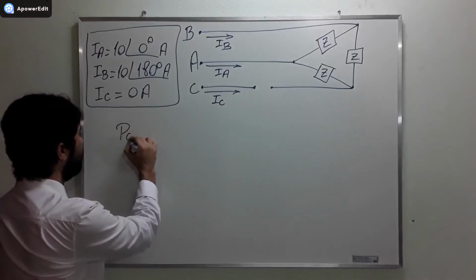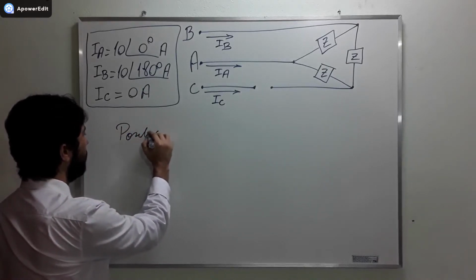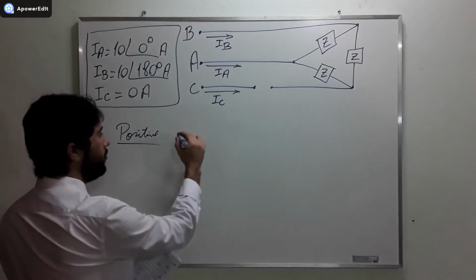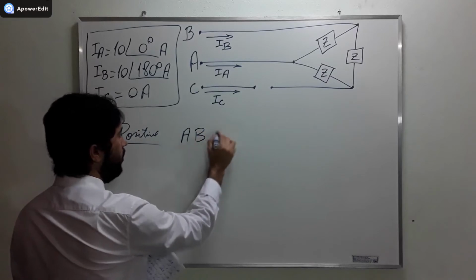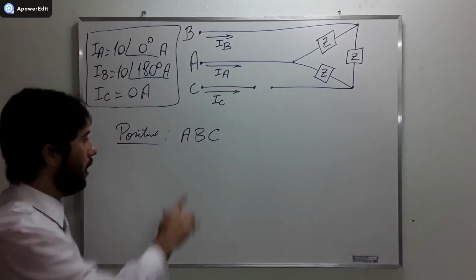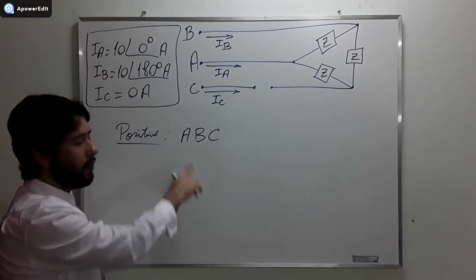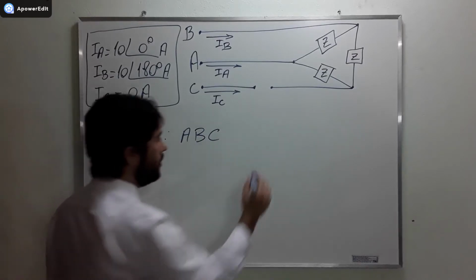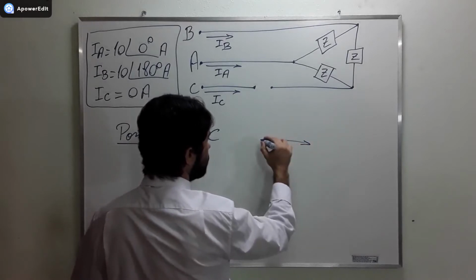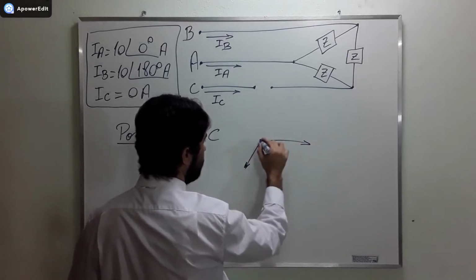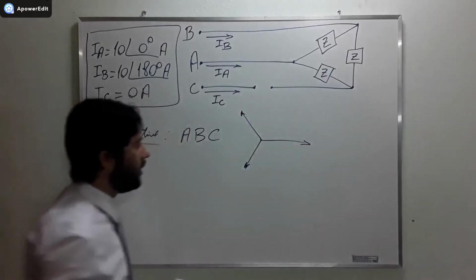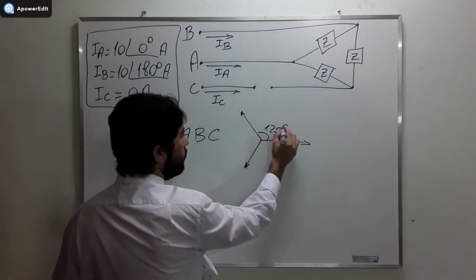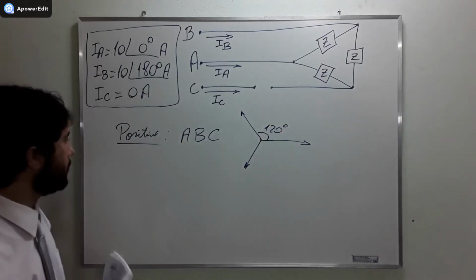Positive sequence. What is the positive sequence? Positive sequence is the sequence A, B, C. Okay? A goes first, after A comes B, after B comes C. And they are like this. They are displaced 120 degrees from each other.